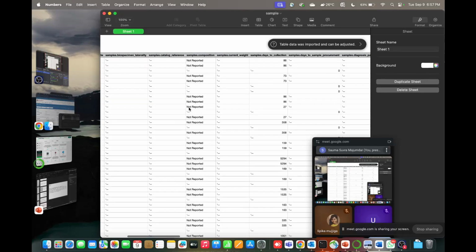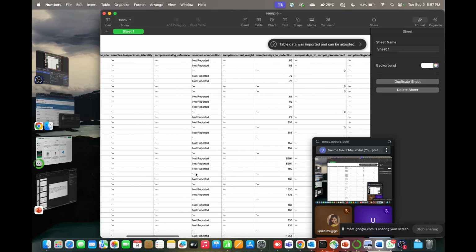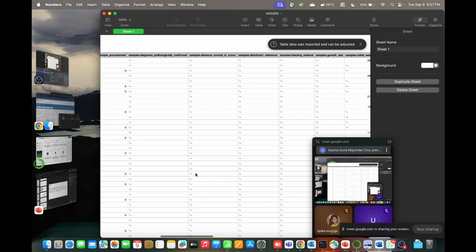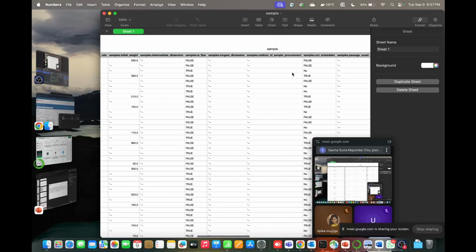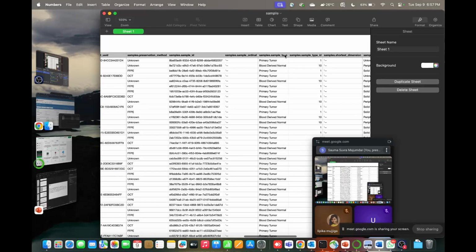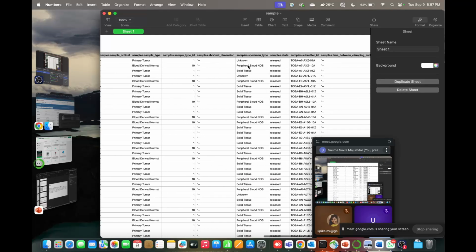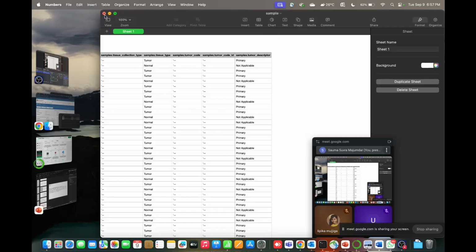Yeah, so they have all the samples. These are your sample IDs. These are your different case IDs. This is different information: how the samples have been processed, what kind of data files have been generated, what preservation method they have used, and what sample type they are looking for. It can be a primary tumor, some derived tumor, or a metastatic tumor, and so on. And what kind of samples have they taken? Have they taken solid tissue? Have they taken blood? Etc. So all this sample information is present in this particular file.